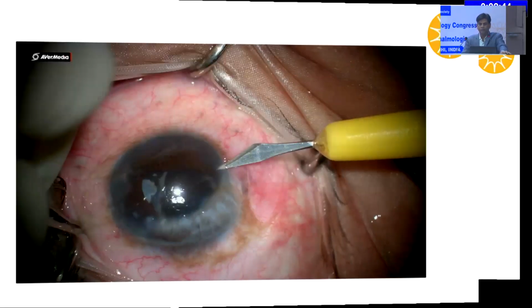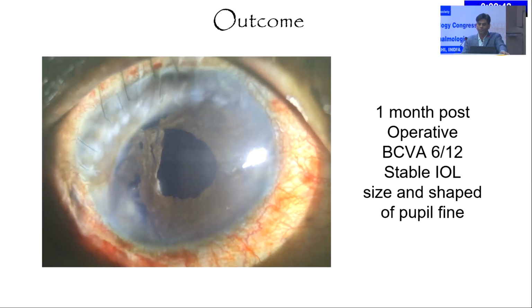So this is the post-op 1 month picture, where though the cylinder is very high, its BCVA was 6/12. The IOL is very stable, and pupil size and shape is also quite fine, not that big and irregular.